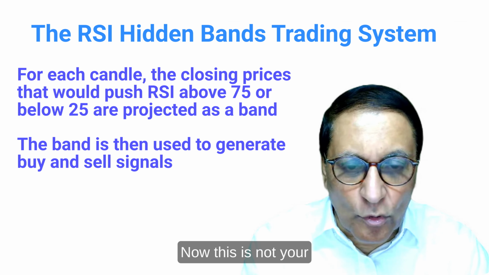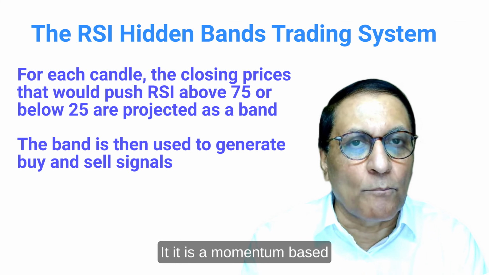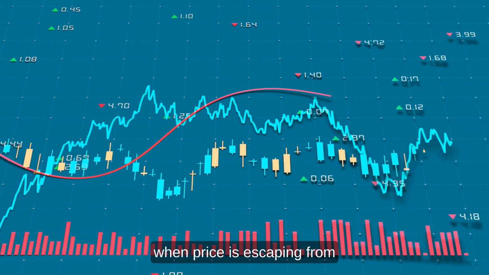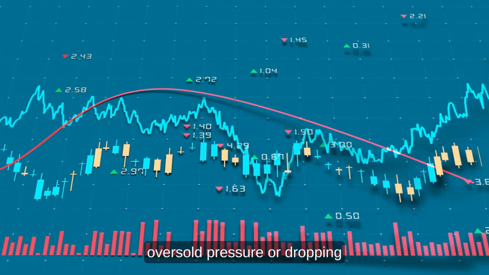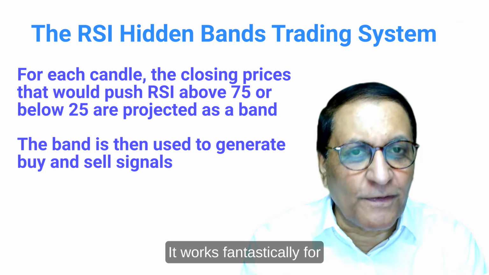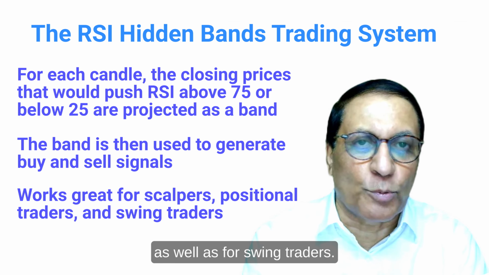Now, this is not your regular Bollinger Band or Keltner Band. It is a momentum based predictive band that tells you when price is escaping from oversold pressure or dropping from overbought heat. It works fantastically for scalpers, positional traders, as well as for swing traders.